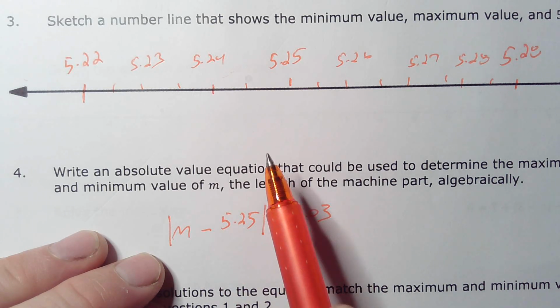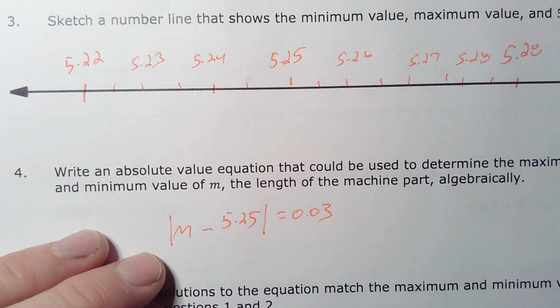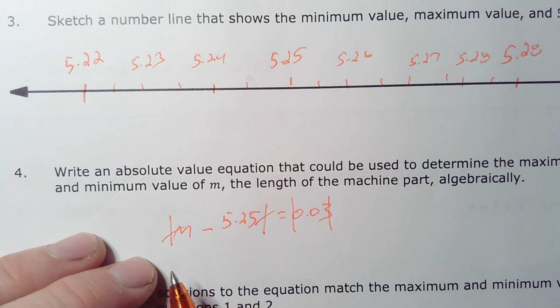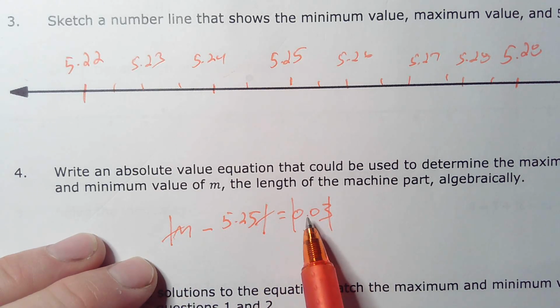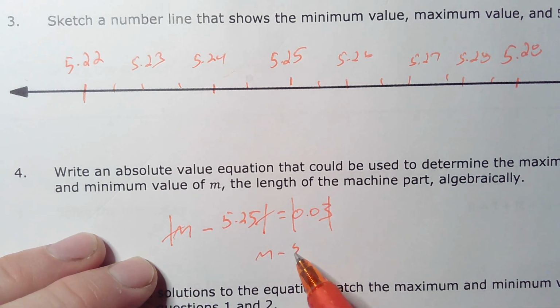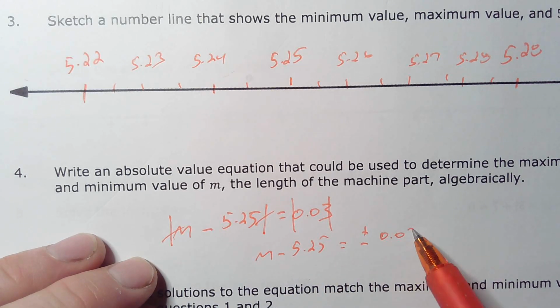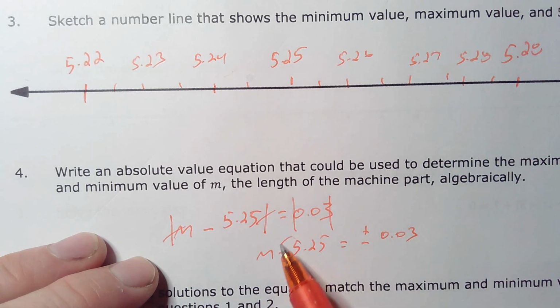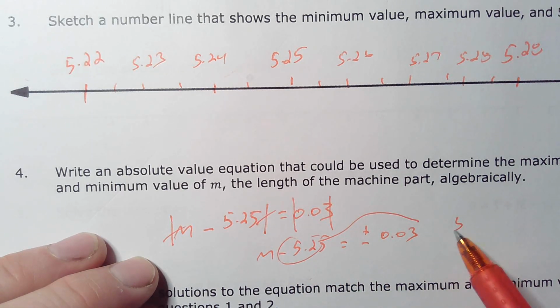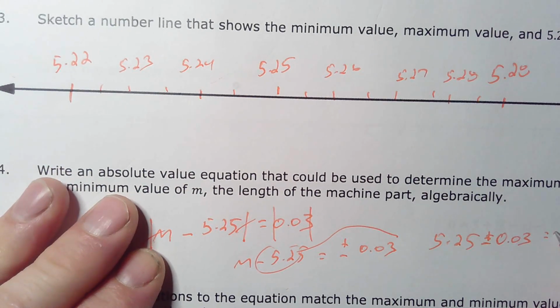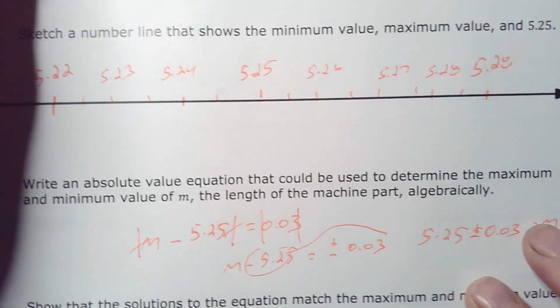So let's deconstruct this to explain why it works. Okay, so if I want to take the absolute value, if I want to find this, I've got to take the absolute value of both sides. This gives me M minus 5.25 equals plus or minus 0.03, right? So then you bring this over here, and it would be 5.25 plus or minus 0.03, and that equals M, right? So that's how you'd start, right?